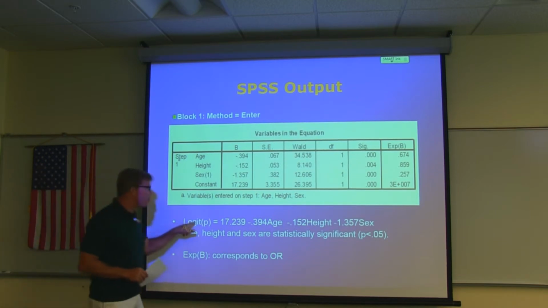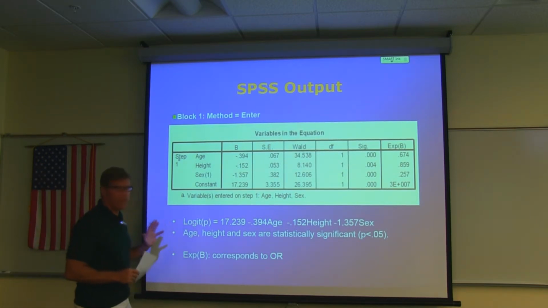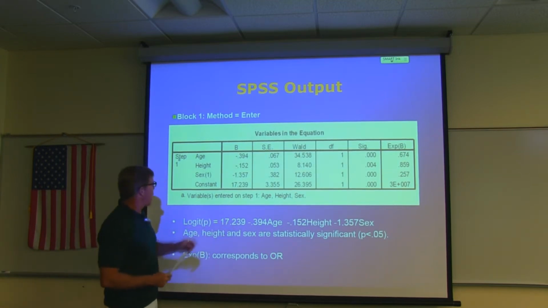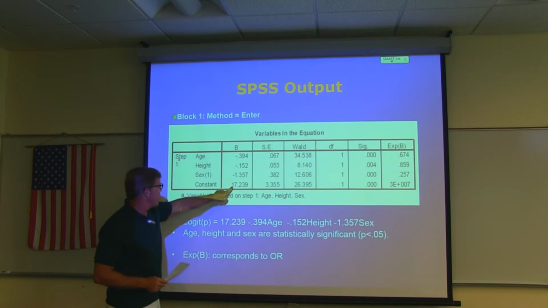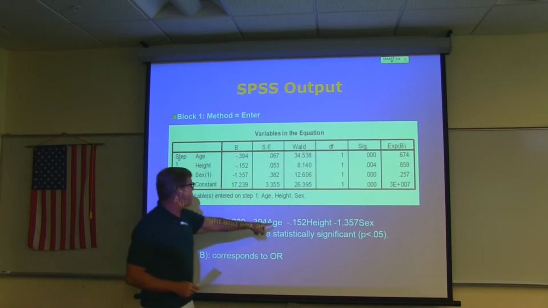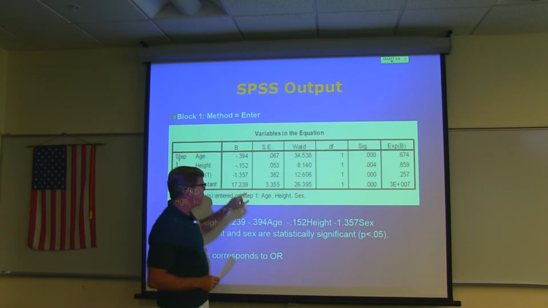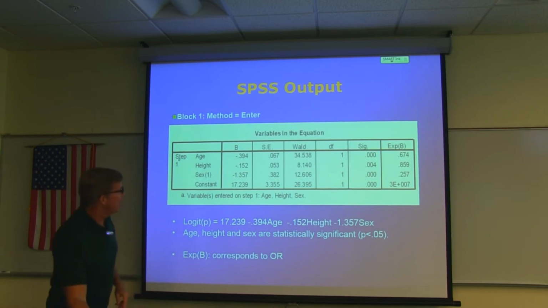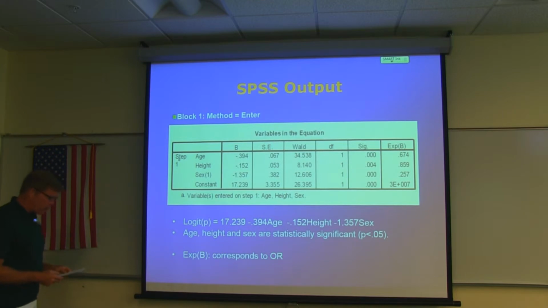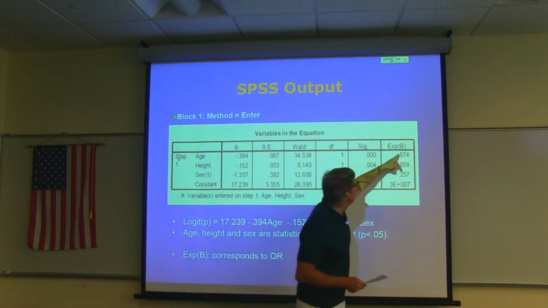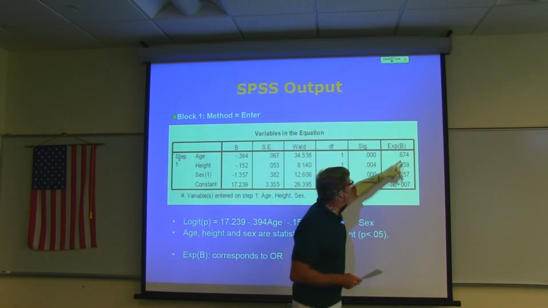The logit P, which is actually synonymous with Y prime, the DV, is 17.239, which is the Y-intercept, minus 0.394, that's age, minus 0.152, height, minus 1.357, gender. Now let's take a look at these odds ratios. Let's take a look at these 3 odds ratios. What do these mean? Now you see these are all less than 1.